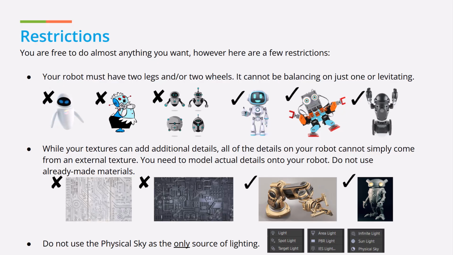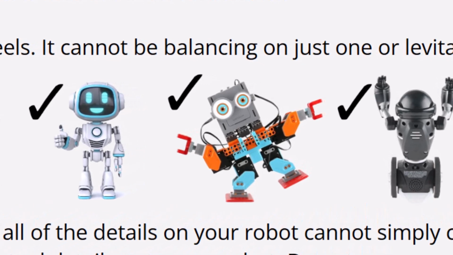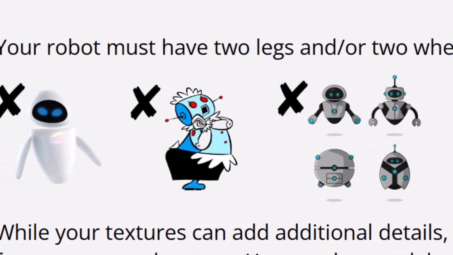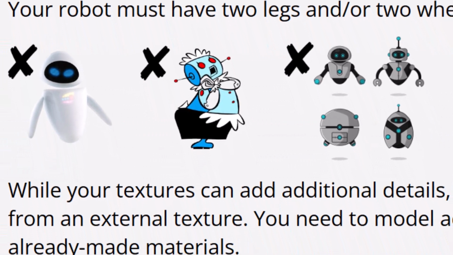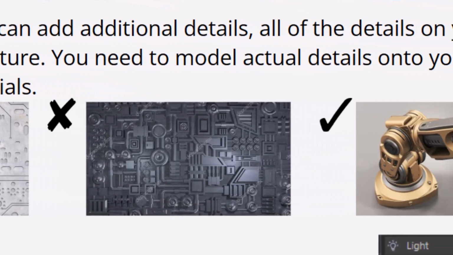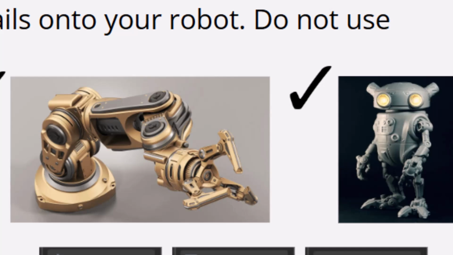A few restrictions to keep in mind. Your robot must have 2 legs and/or 2 wheels. It cannot be balancing on just one or levitating. You can add external textures and that will allow you to add additional details, but all of the details on your robot cannot simply come from an external texture. You need to actually model the details onto the robot.